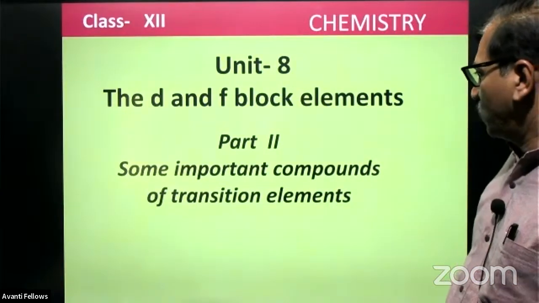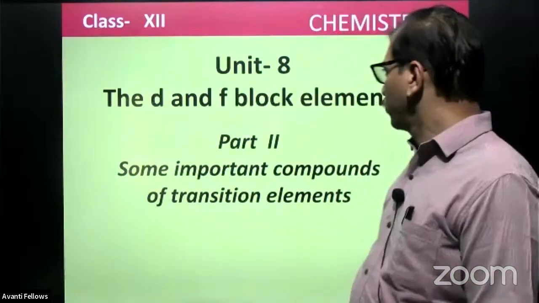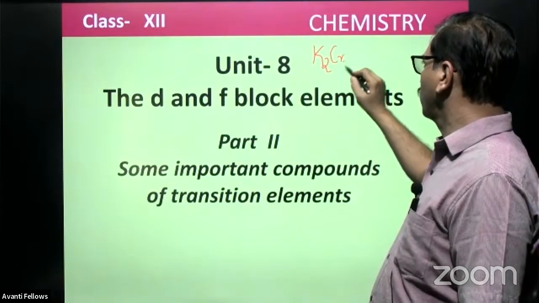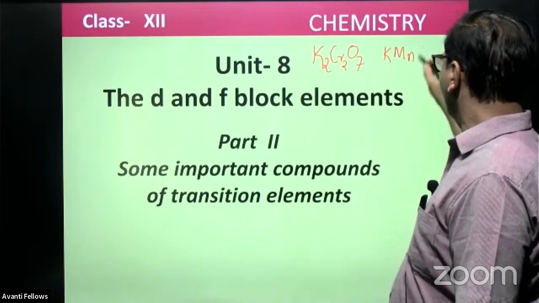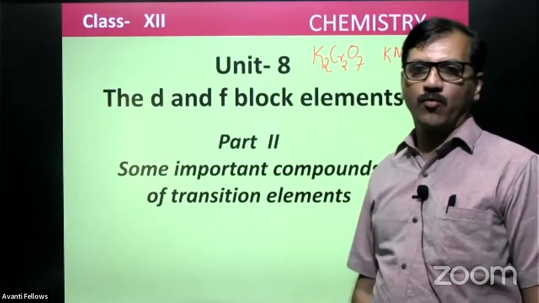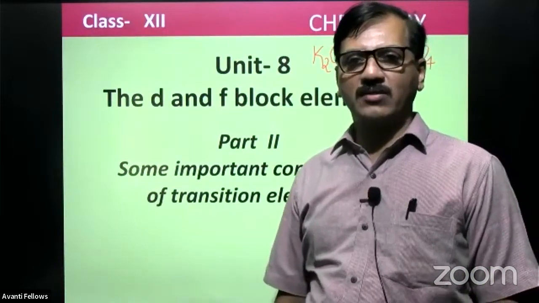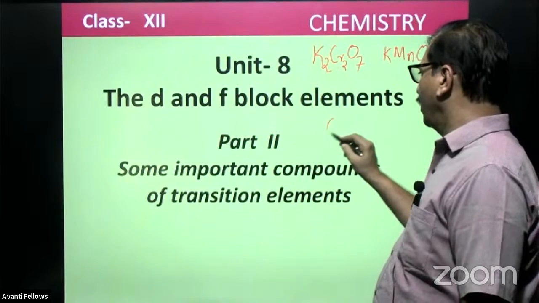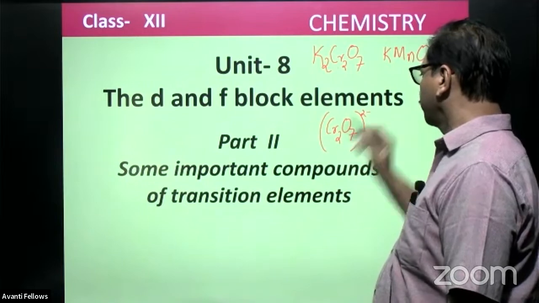In the d and f block elements, there are some important compounds of transition elements. We are going to study two compounds, K2Cr2O7 and KMnO4. These are compounds which contain oxo anions. Which is the oxo anion present here? Cr2O7 2-. This is the oxo anion.